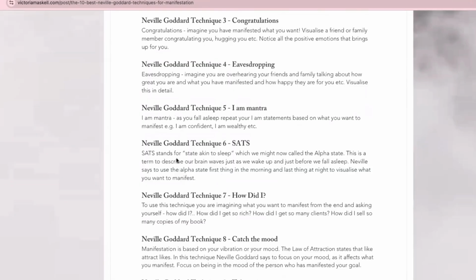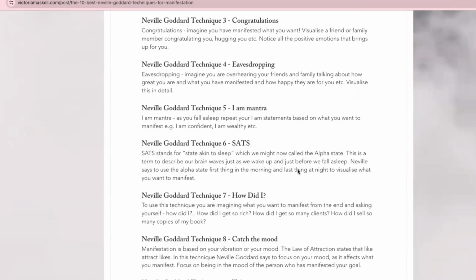the SATS technique. SATS means state akin to sleep, before you go to sleep. You just lie down, and after a certain period of time you're going to sleep, right? There's a state called the alpha state. During that time period, instead of looking at your mobile phone and all this crap and reels, just forget all that and set your goals.